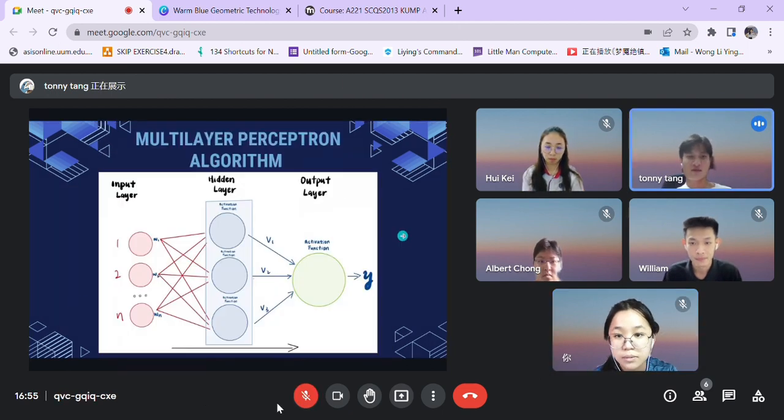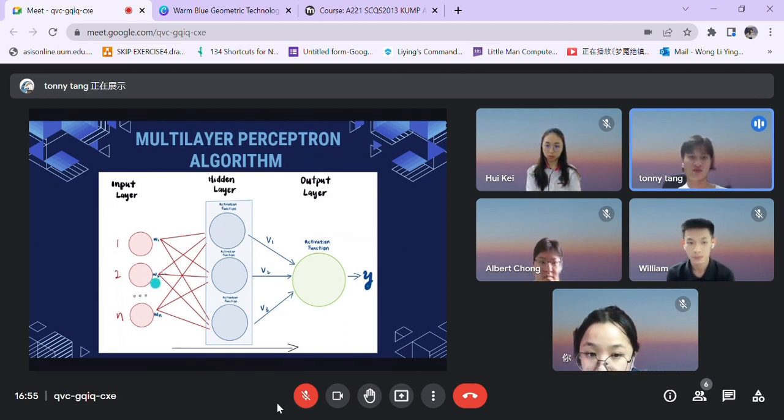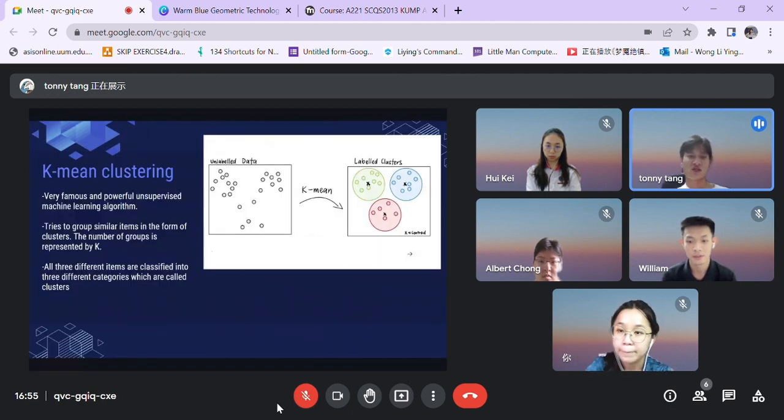So this is the picture of the multi-layer perceptron and how it works. This one is the input layer, this is the hidden layer, and this is the output layer. For the supervised algorithm, I think it's done. So my next group member will explain the K-means algorithm.